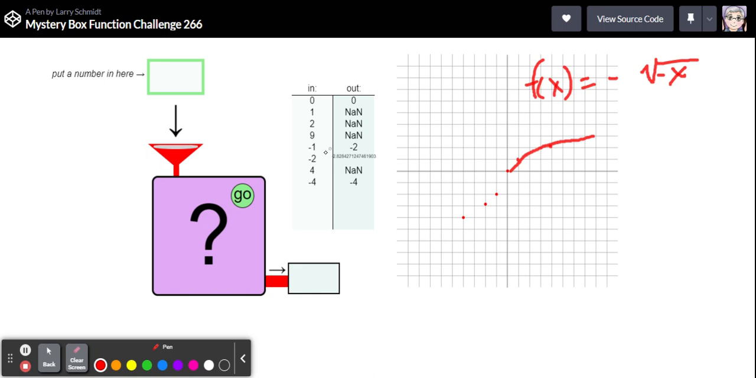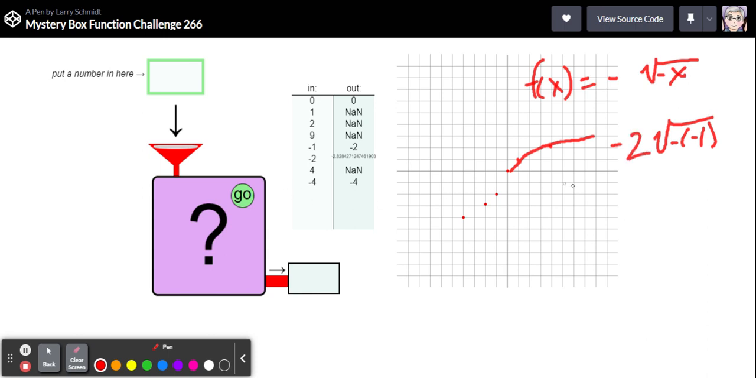If you look at it, when I put in -1, I got out a -2. So let's think about this. If I put in a negative sign here, and then put in a -1, a -1 is a positive 1, which is good because we can take the square root of that. That's going to be 1, and then if I just had this negative sign out here, that would give me a -1, but I got a -2. So I think our multiplier here is going to be 2.